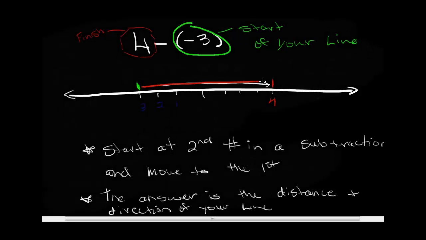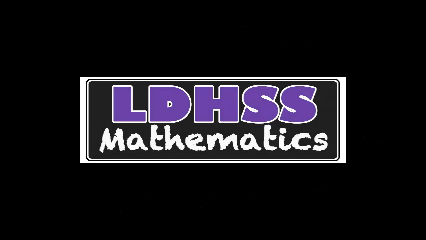So here we're moving 7 spaces. 3 spaces to get back to 0, and then 4 more spaces. So our total is +7. And that is how you model subtraction using a number line. This is simple mathematics. Check it out.